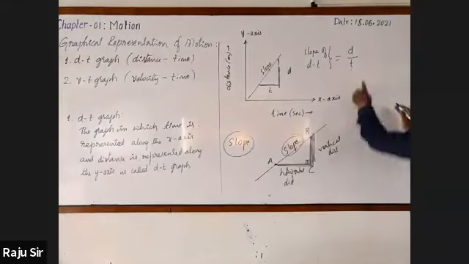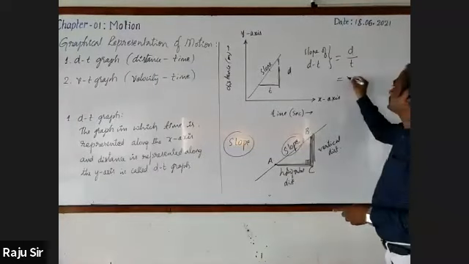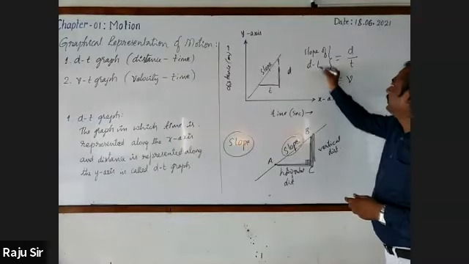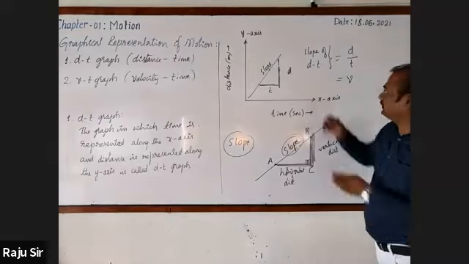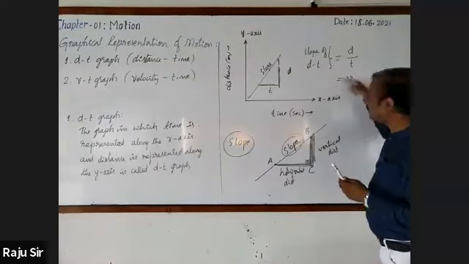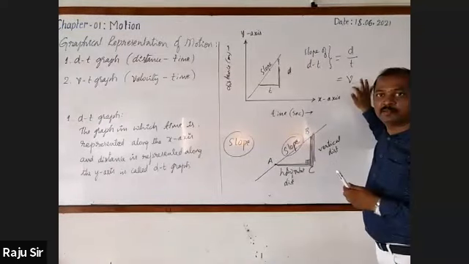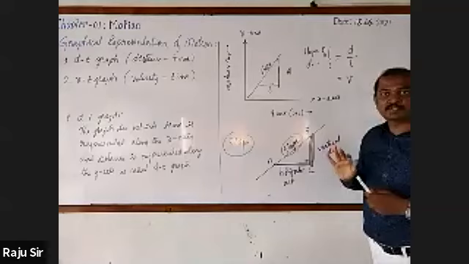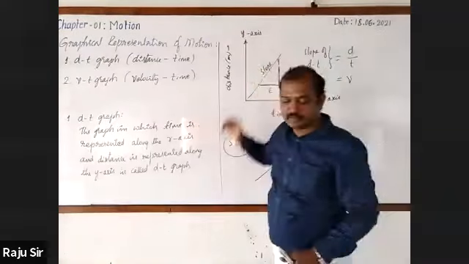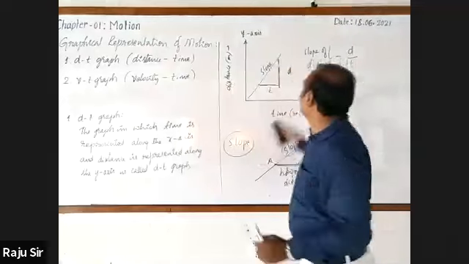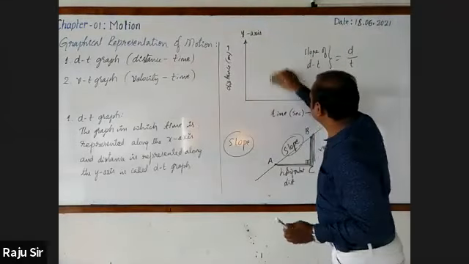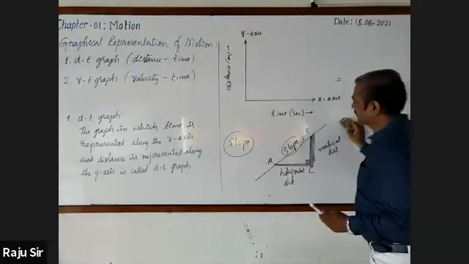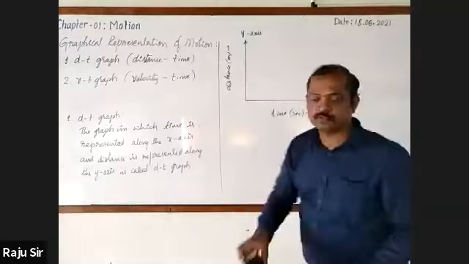Observe. Distance by time is speed or velocity. Now from this we can come to know that slope of dt gives velocity. Understood? Okay. Now please go for drawing this. Draw this quickly.